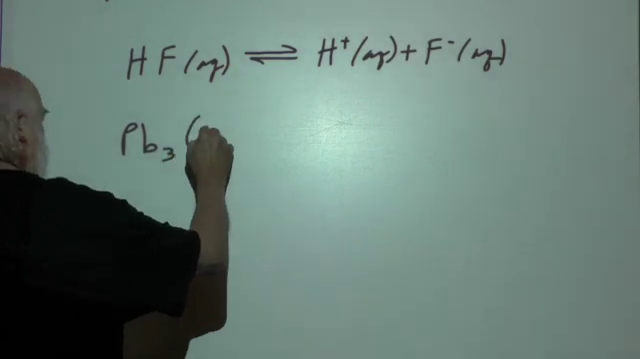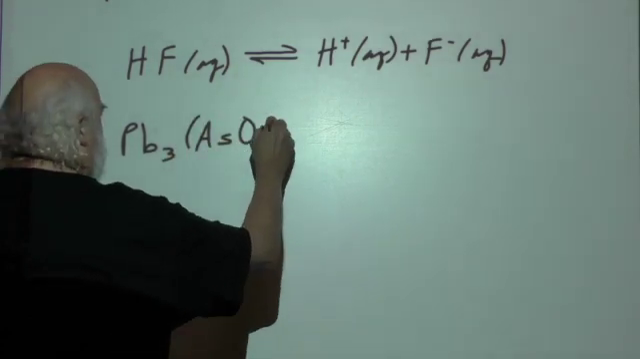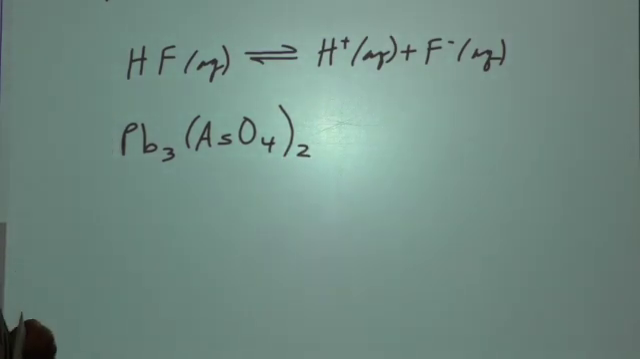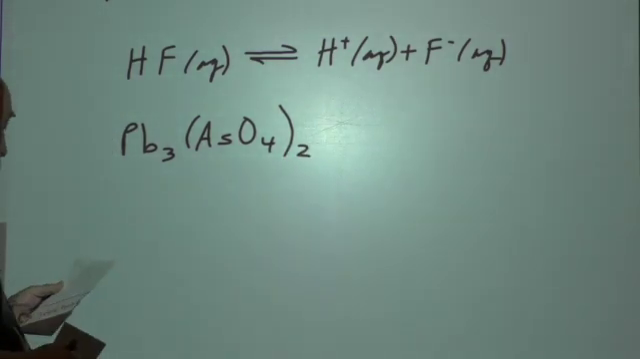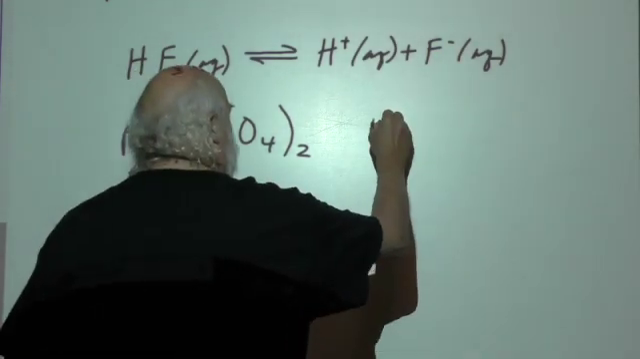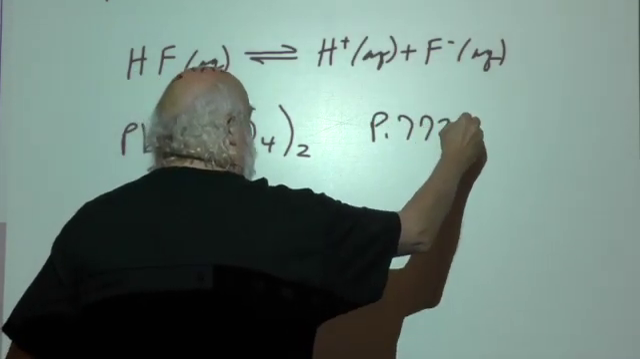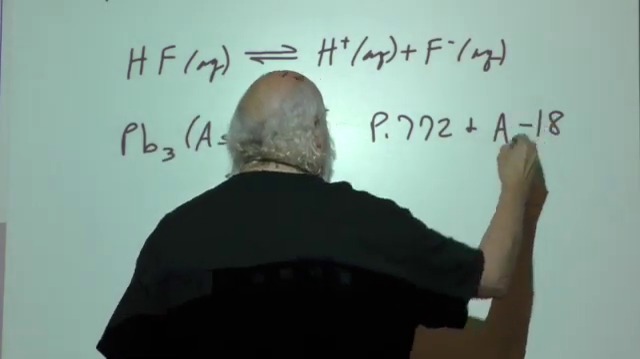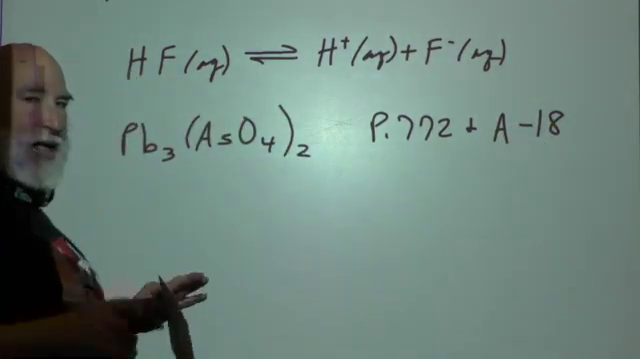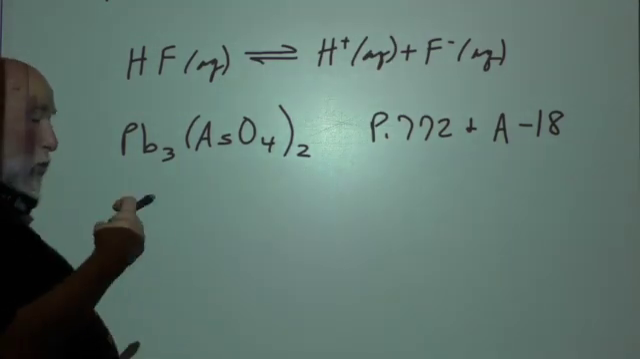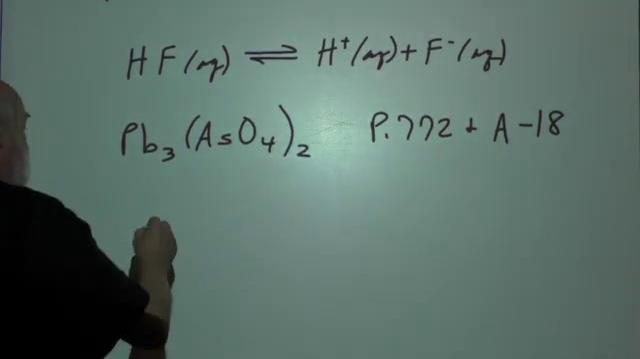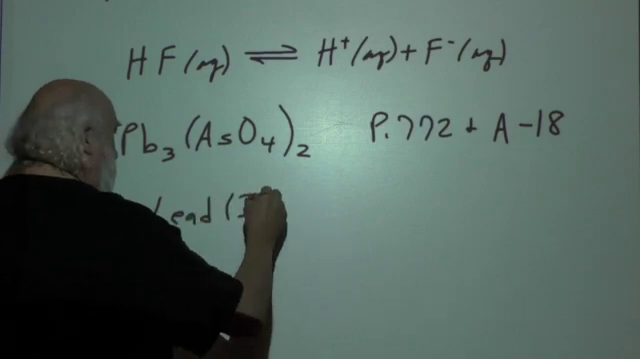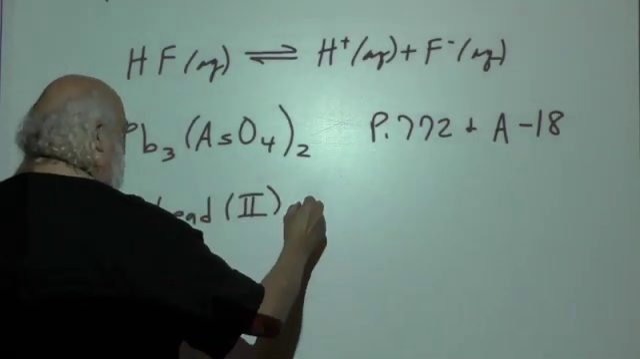lead II arsenate. Now, if you go to the charts and see if you can find that to prove yourself that this is an insoluble salt, you will find that on page 772 and page A18, you will find that compound listed, and they also give you the name for it, which is really important. This is called lead II arsenate.